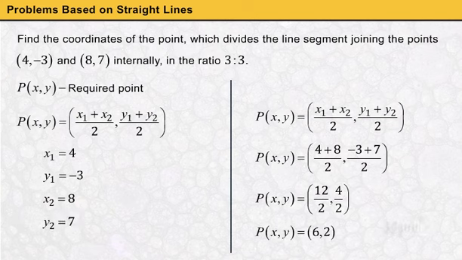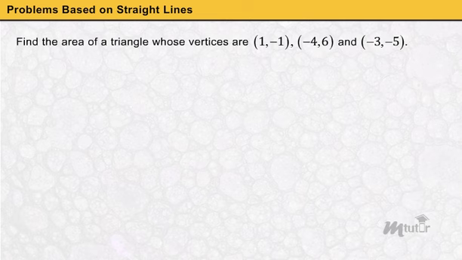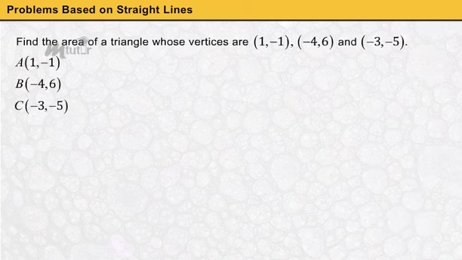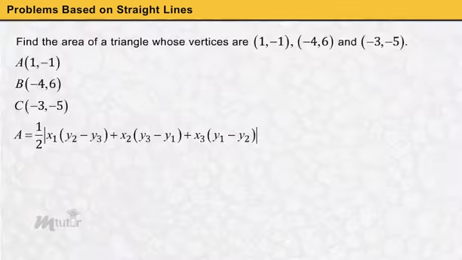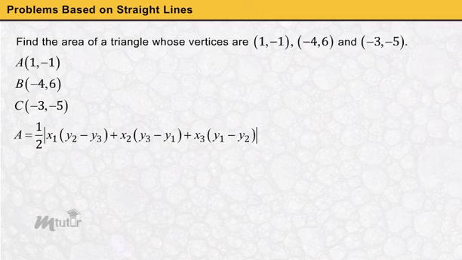The last problem is, find the area of a triangle whose vertices are as shown. Let the coordinate points be A, B and C as displayed on the screen. Now, tell me the formula to find the area of the given triangle. The formula is 1 by 2 into modulus of x1 into y2 minus y3 plus x2 into y3 minus y1 plus x3 into y1 minus y2.